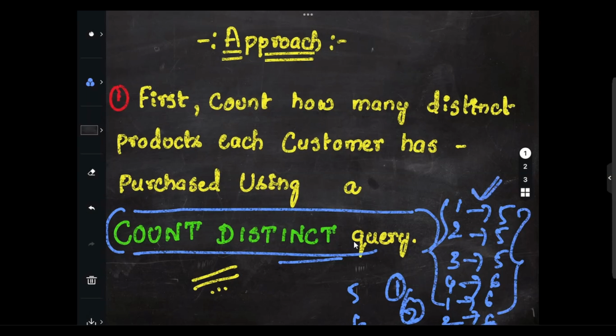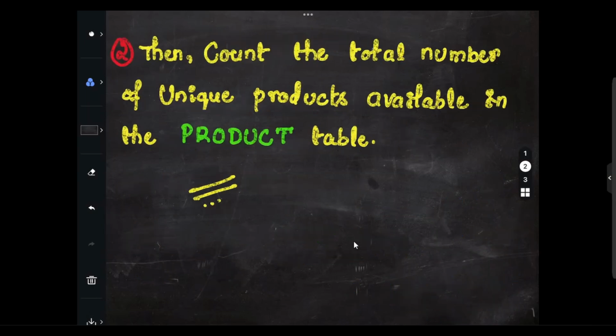So at any cost we have to count the distinct products for each customer, right? So that is what we are doing in the first step. First we will count how many distinct products each customer has purchased using the count distinct query. This is very important, the first thing.